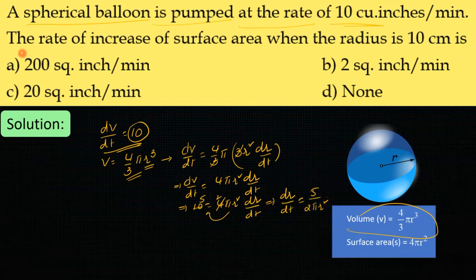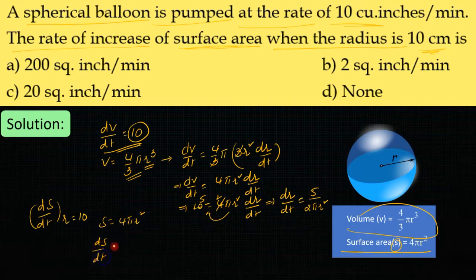Now we have to find the rate of increase of surface area. Here surface area is S, when the radius is 10 centimeters, that is dS by dt at radius r equal to 10. We know that surface area S is equal to 4 pi r square. Now dS by dt is equal to, here 4 pi is constant. Differentiation of r square with respect to t is 2r into dr by dt.